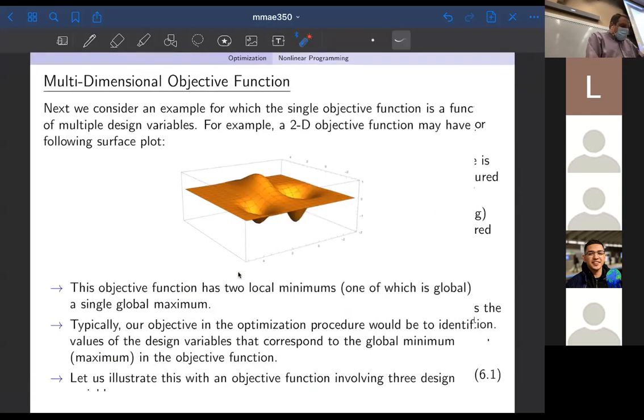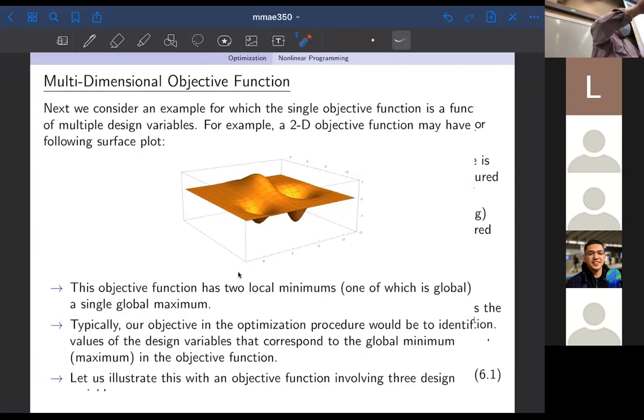Now, if I have a multi-dimensional objective function, so this means I have still one. So always think, how many objective functions do I have? One or more. How many design variables do I have? One or more. So first we did one objective function with one design variable. Now let's look at one objective function with multiple design variables.